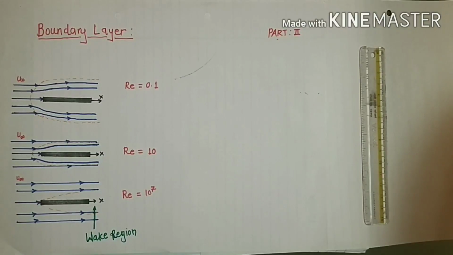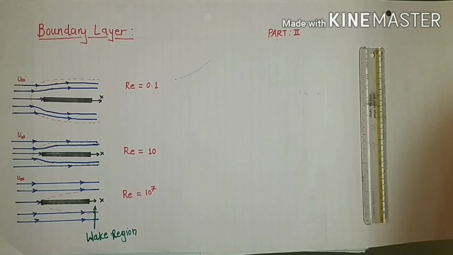Hello engineers, today we are going to discuss the relationship between boundary layer and Reynolds number. And also I am going to tell you about the laminar, transition and turbulent parts of the boundary layer.